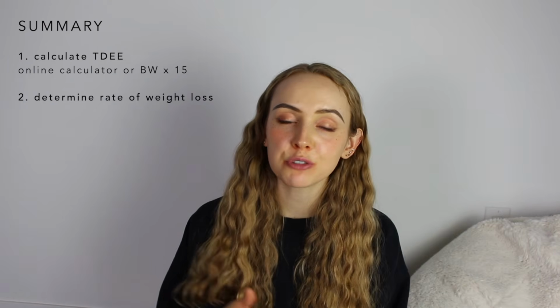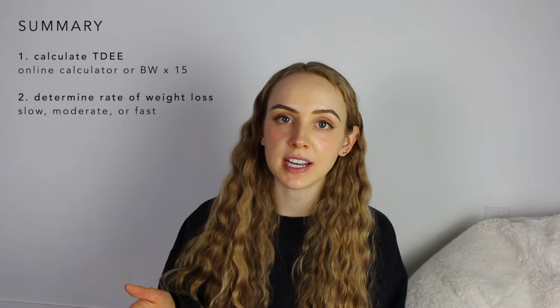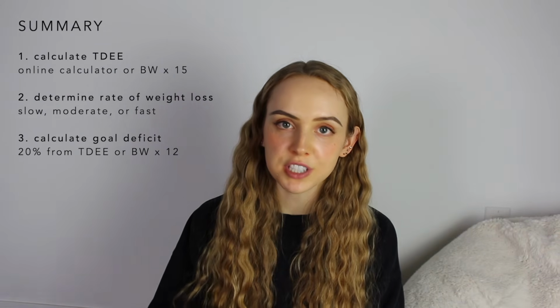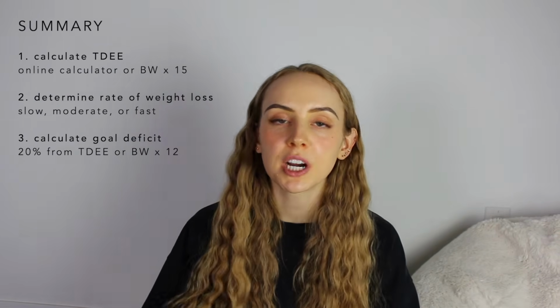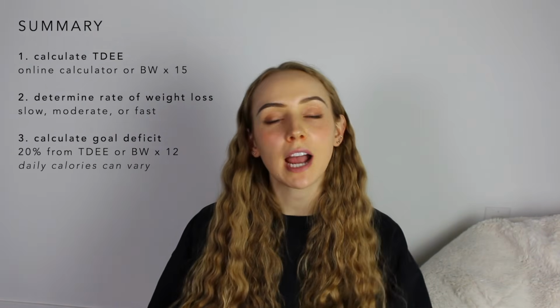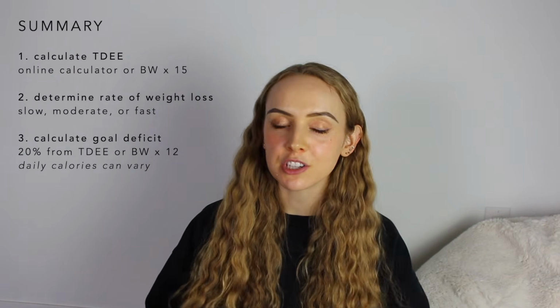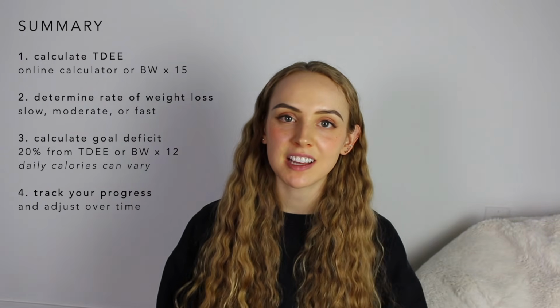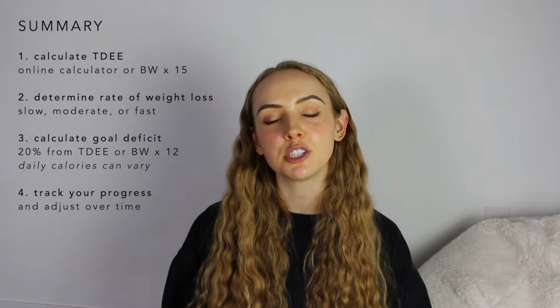To recap, the first step is to figure out an estimate of your maintenance calories, or TDEE, either using an online calculator or the body weight times 15 calculation I provided. Then figure out your ideal rate of weight loss, either slow, moderate, or fast, and use that to calculate your goal calorie intake, which will often be a 20% reduction from your maintenance calories, or somewhere around your body weight times 12. Keeping in mind that this number refers to your average calorie intake over time, not necessarily your calorie intake on any one given day. And lastly, you should track your progress and adjust your calorie intake over time depending on your weight loss results.